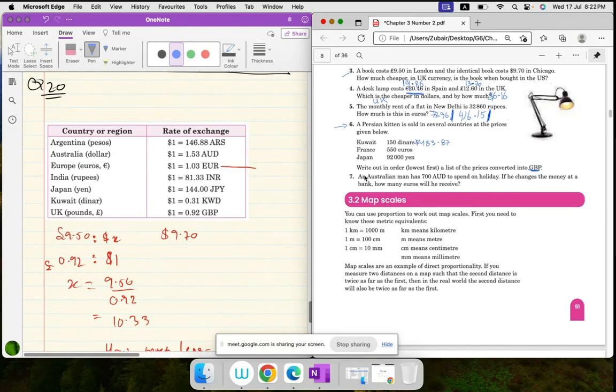Now see, he's saying write down the order first and list the prices converted into GBP. That's a compulsion, or else we convert them into one unit, whatever it may be, and we will always get correct answers. I'm just converting all of them into dollars first. Then I look for euros and I see euro in third place, and that is 1.03. So 550 divided by 1.03, and I'm getting 533.98.